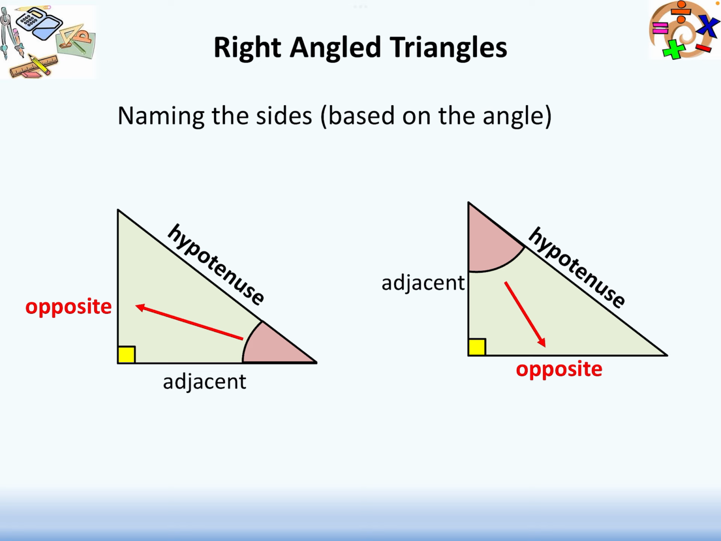So based on the angle that you're interested in or using, you will either be using it or trying to find it. You can label the sides. First, label your hypotenuse, opposite the right angle. Next, label the side opposite the angle you're using. And the last one is the adjacent.